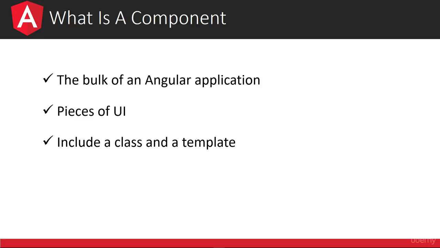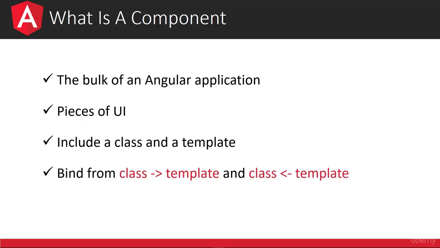So every Angular component includes a class which can have properties and methods or functions attached to it. A method is just a function inside of a class. Components also have templates associated with them, and this is what the user actually sees in the browser. So we can also bind data from the component class to the template and vice versa. This is what makes Angular so dynamic.